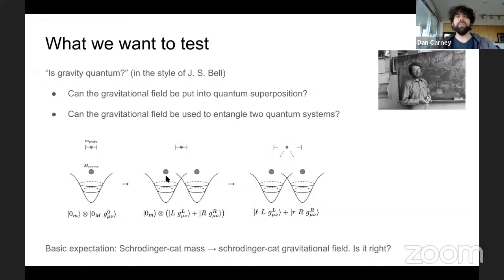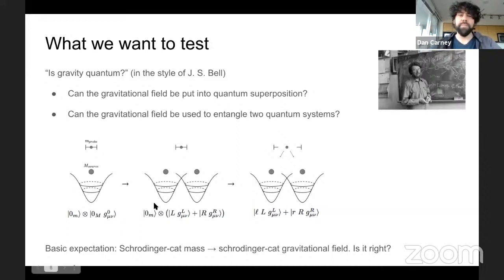Under normal assumptions about how gravity would work, you would think that then the metric, the gravitational field itself, would also be superposed. So you'd have a state, if you're familiar with quantum ket notation, where the mass is on the left and the gravitational field is on the left, plus the mass is on the right and the gravitational field is on the right. So in some sense, we're testing whether this is true.